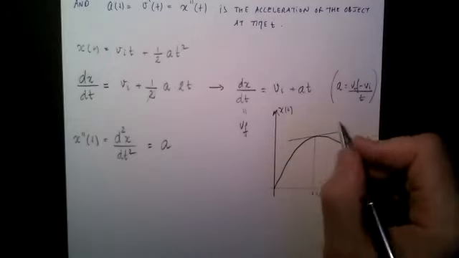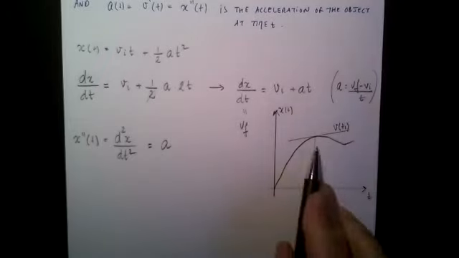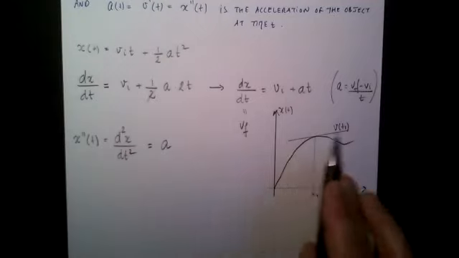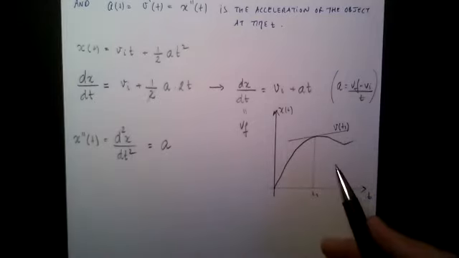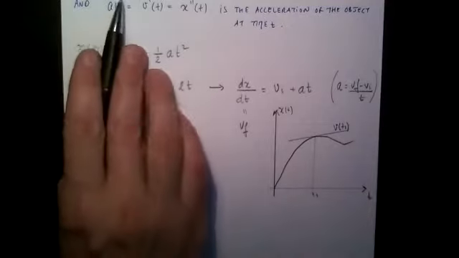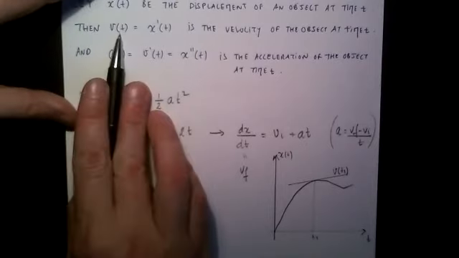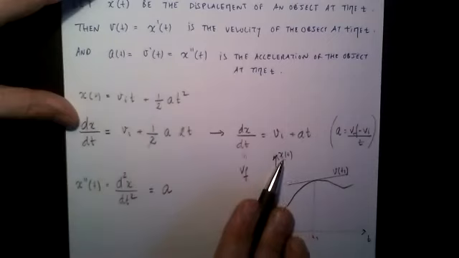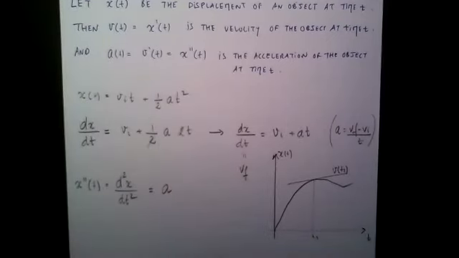So this here would be v of t1, the velocity at t1, and it's of course the slope of the tangent. By now, I think we know that the slope of the tangent is of course the derivative. That's why up here, v of t is x prime. v is the derivative of x with respect to t. Good? Any questions?